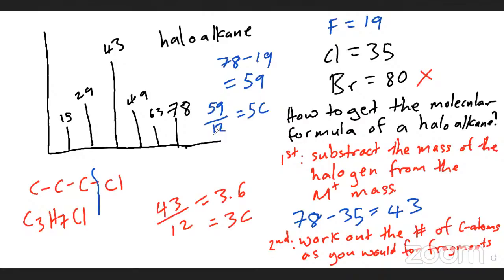Now, what we are going to do is see if this structure works. Based on what we have, if it was fluorine, we would have 5 carbons: 1, 2, 3, 4, 5 carbons with fluorine on it and the hydrogens. Yes, sir. 59 divided by 12 isn't 5, it's 4.91. Oh, 12 times 5 is 60. Right, so it is under the 5. So it'll be 4. Thank you for that.